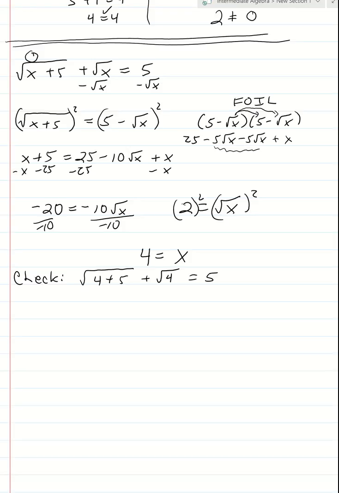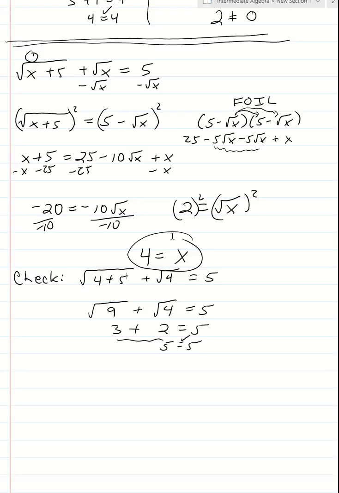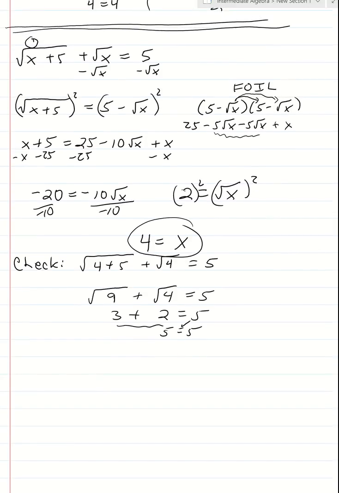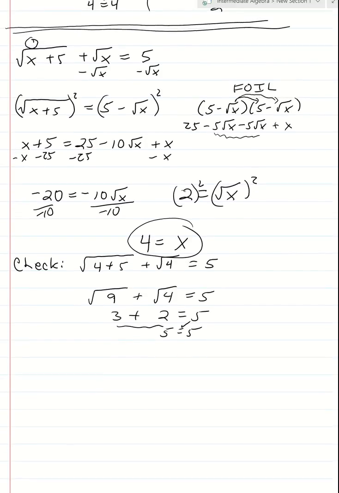Well, let's see if this is true. Under the radical, we have the square root of 4 plus 5, which is the square root of 9, plus the square root of 4. Does that equal 5? Well, the square root of 9, that's 3. And the square root of 4 is 2. And 3 plus 2 does equal 5. So since 5 does equal 5, that checks. We got our one solution. Okay. I'd hate to think we did all that work and got a no solution. That would be a lot of work for nothing.